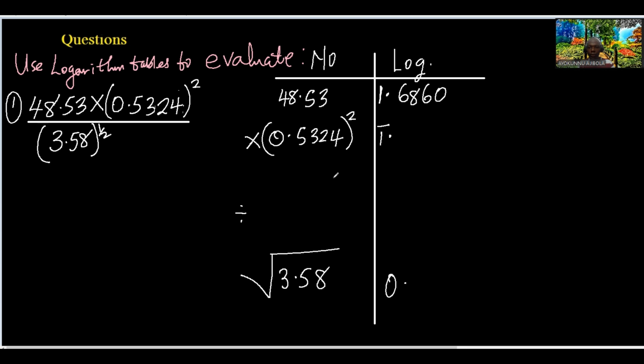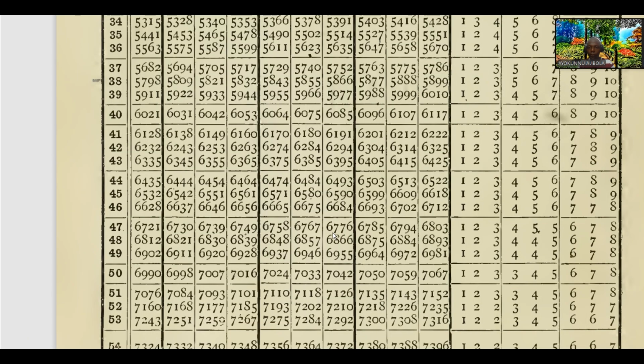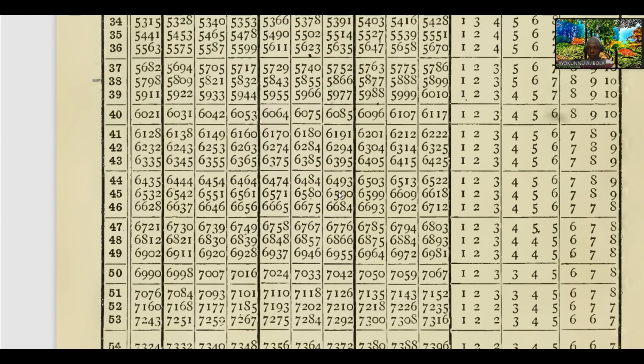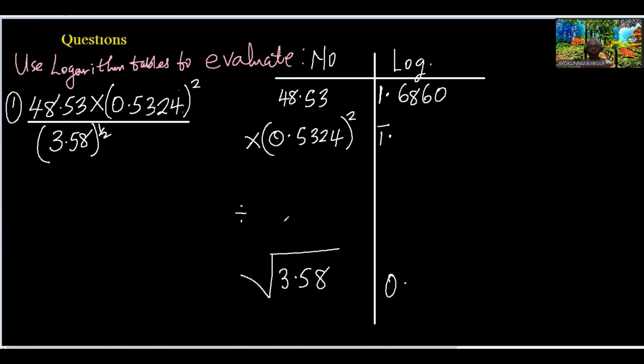Then the one under it is 53 under 2 difference 4. Let me check it again. 53 under 2 difference 4. So 53 is down here, under 2 is 7259. Then difference 4 is 3. So 59 plus 3 is 63. That would be 7263. So we have 7263.